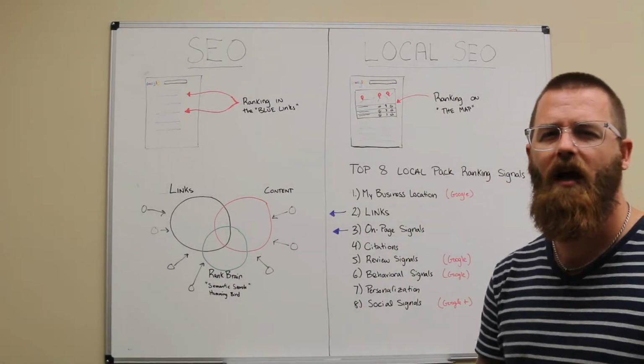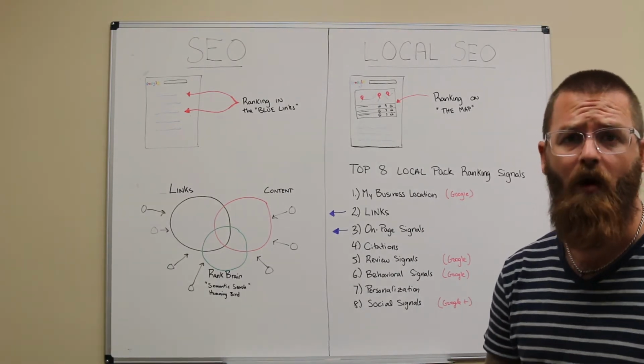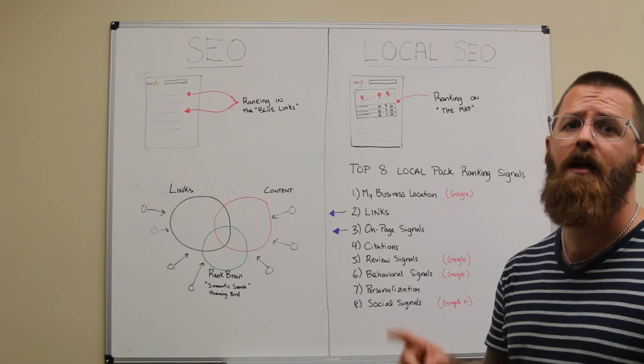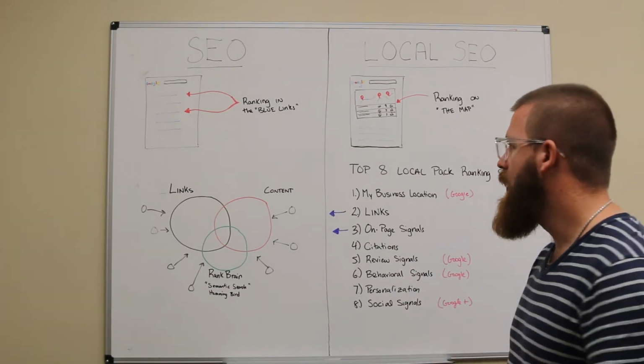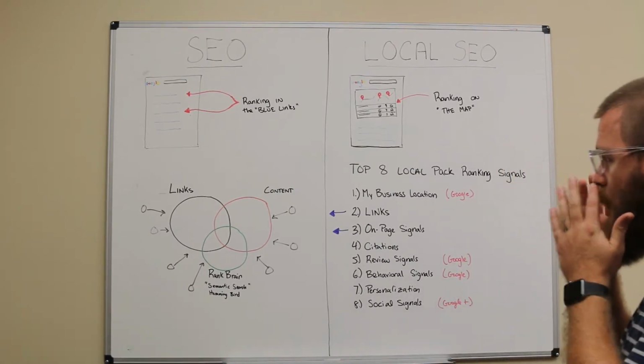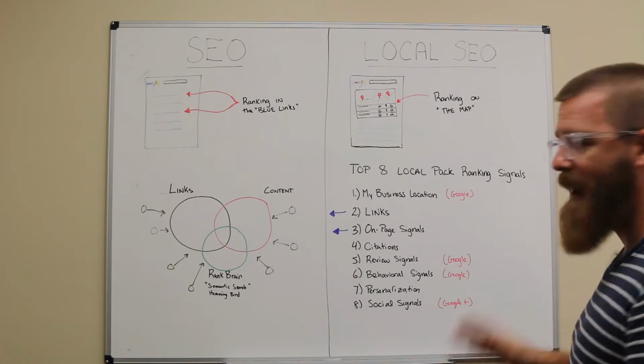It's going to show me their website, usually a little bit of information. If I'm on a mobile device, it typically tells me how far away they are. It's going to give me a link to their website. It's going to give me a link to contact them or interact with them in some way, shape, or form. So what we've done here is we've pulled out the top 8 local pack ranking signals.